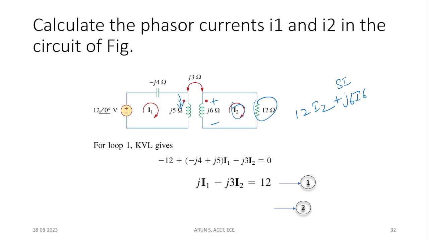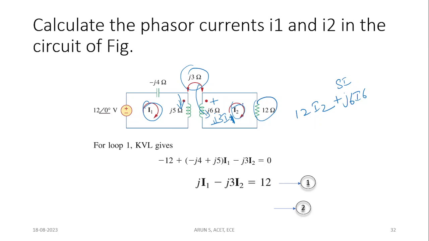If the current is entering the dotted terminal, in the nearby coil the generated mutual voltage positive also will be at the dotted terminal. So this polarity is written based on the dot convention rule. Go through the dot convention rule to understand this. And what is the mutual induced voltage? That will be written based on the mutual inductance J3 multiplied by the current which is causing it. This mutual voltage across J6 is caused by the current I1. So mutual inductance multiplied by I1.